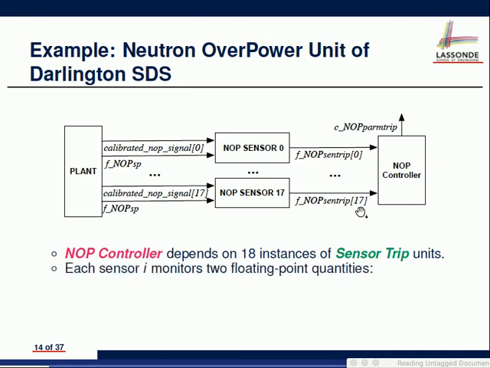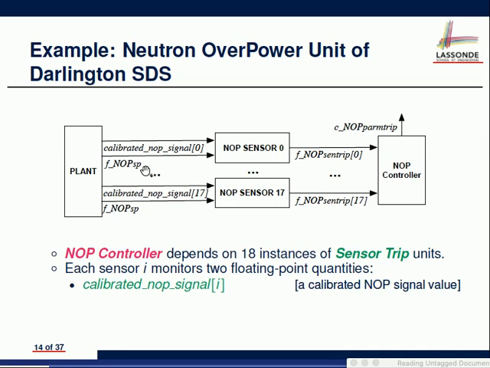Okay, and then each sensor I, so let's say for sensor number 0, they depend on two things. One is the NOP calibrated signal, that's signal number 1, index 0. And also there's a certain set point. Set point simply means if the signal monitor value is strictly above a certain level, you have to trip, basically, for this particular sensor.